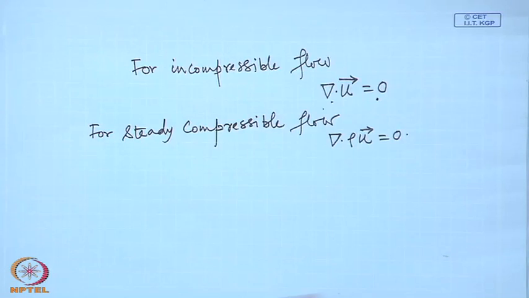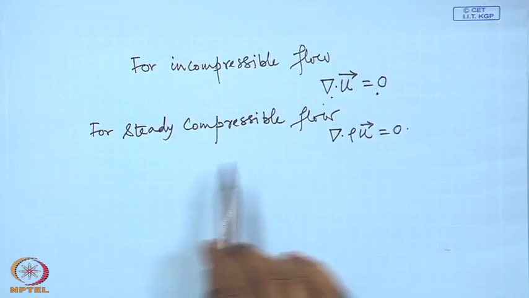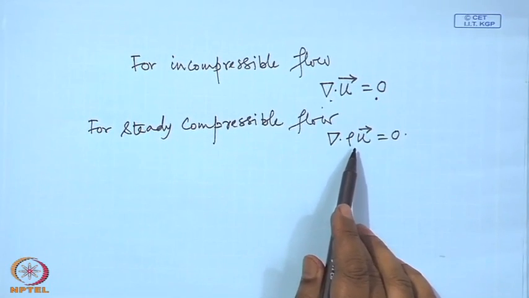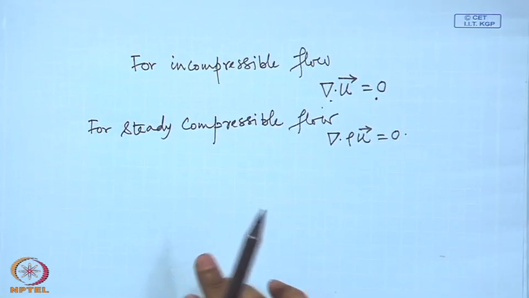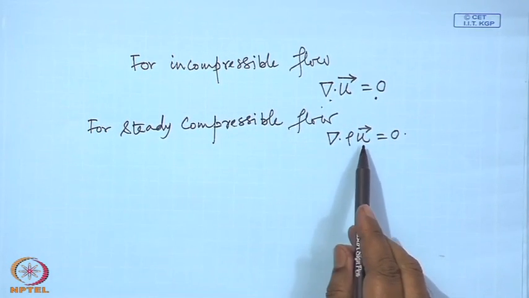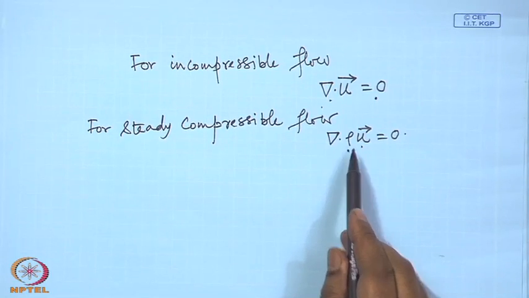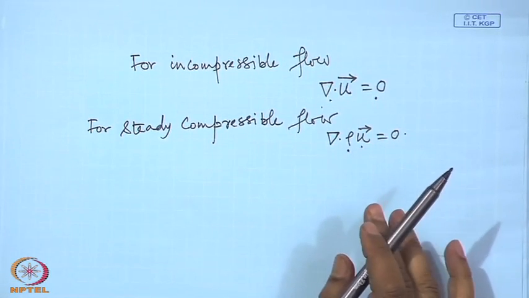that constant density case. In case of compressible flow, the equation becomes simply a divergence only when the flow is steady. Otherwise, that d rho dt term will be present. So, for compressible flow, this u or this rho is not a function of time, they are simply a function of spatial coordinates.